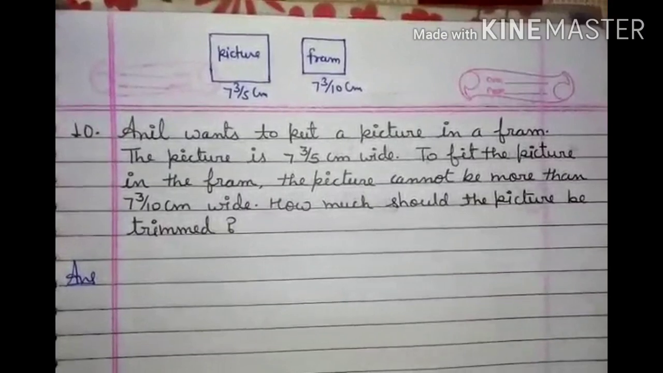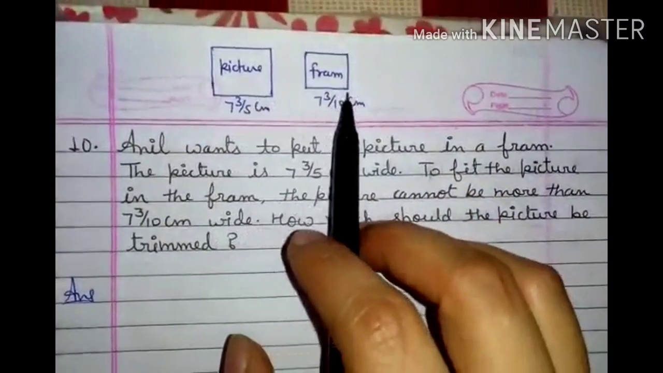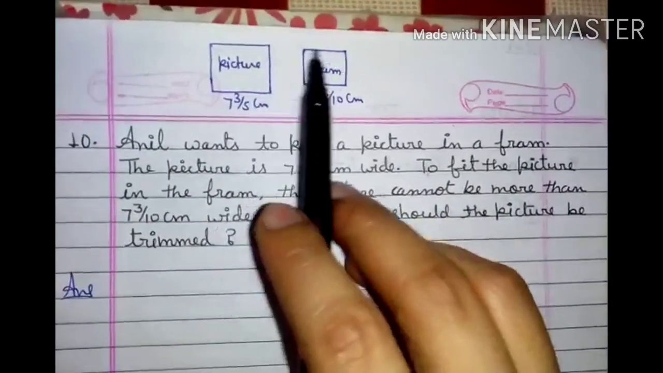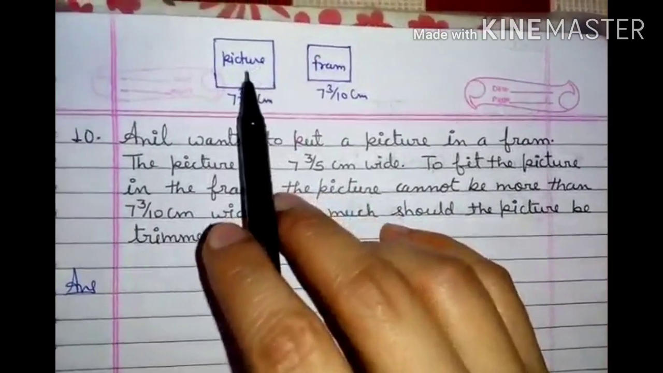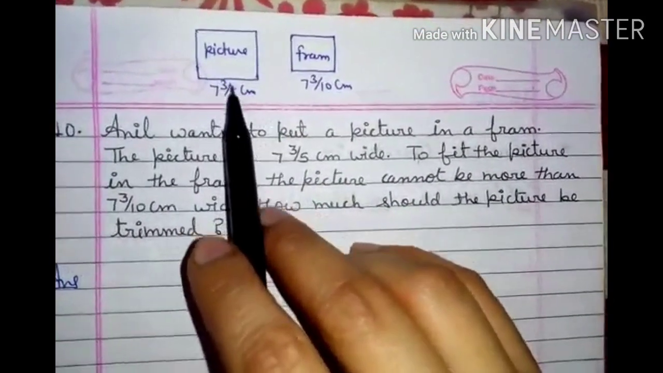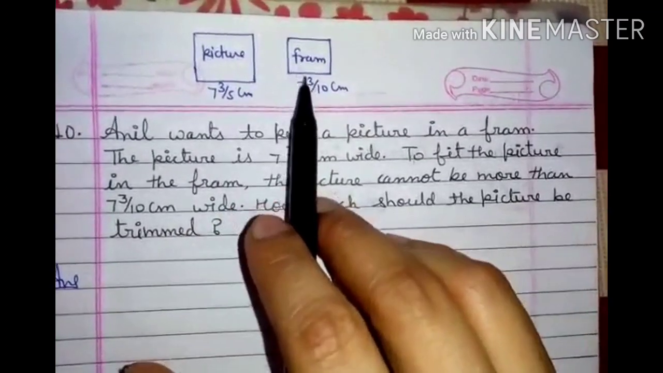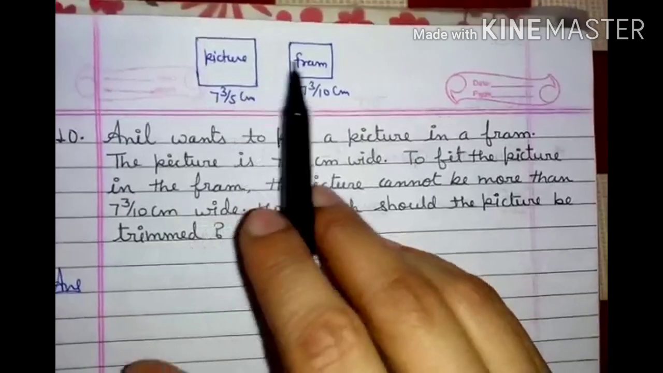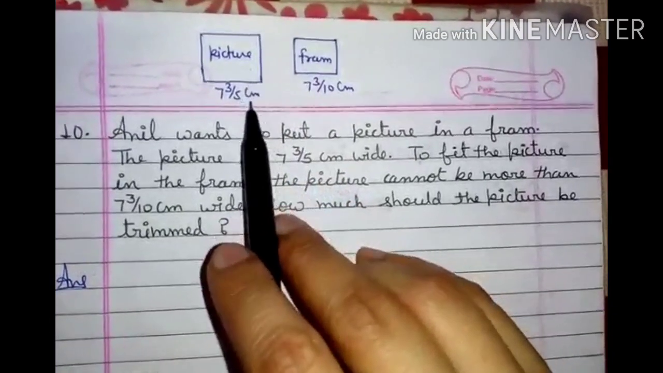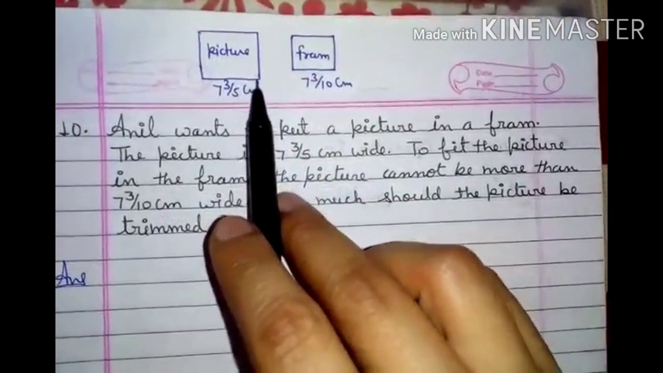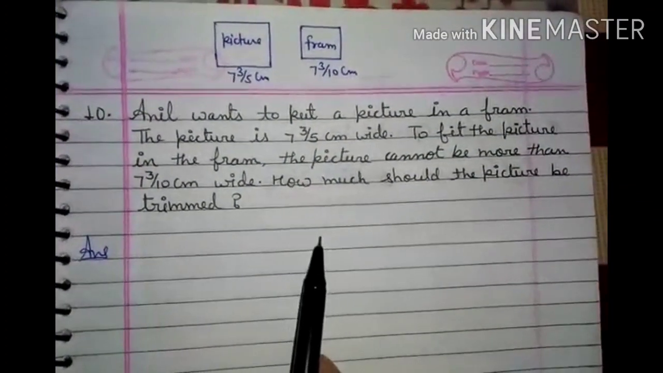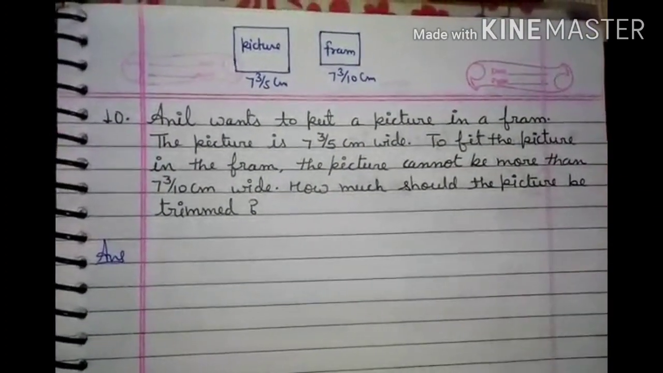Students, to make you understand, I have made two diagrams here as a rough. Here I have made one diagram of the picture and this one is the photo frame. So the picture width is 7 3/5, but the frame width is 7 3/10. And as you can see here, the picture is bigger than the frame. So what we will do, we will cut the extra margin of the picture. So now first of all we will write the statements, then afterwards we will do the subtraction.